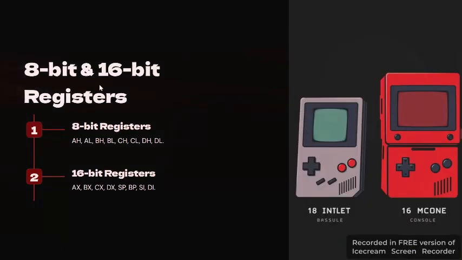So next one, 8-bit and 16-bit registers. 8-bit registers are AH. AH stands for accumulator higher bit. Then AL, accumulator lower bit. BH, base higher bit register. BL, base lower bit register. CH stands for counter higher bit. CL stands for again counter lower bit. DH for data higher bit, and DL for data lower bit.